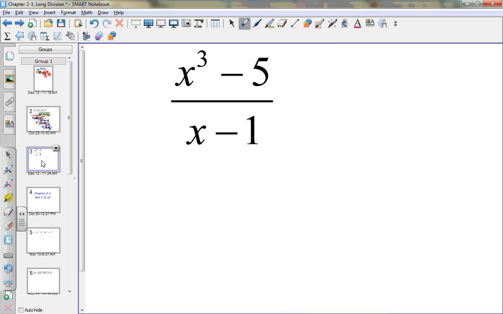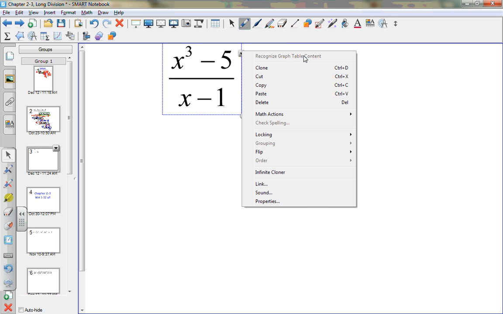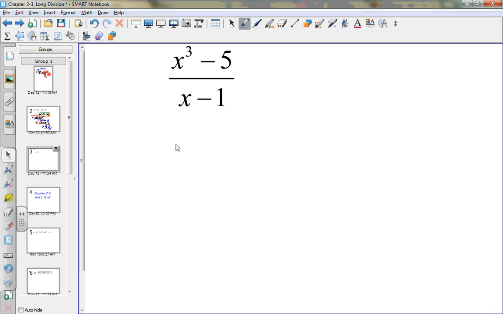x cubed minus 5 divided by x minus 1. What goes where? x minus 1 goes on the outside. What goes on the inside? x cubed minus 5. I have a problem.